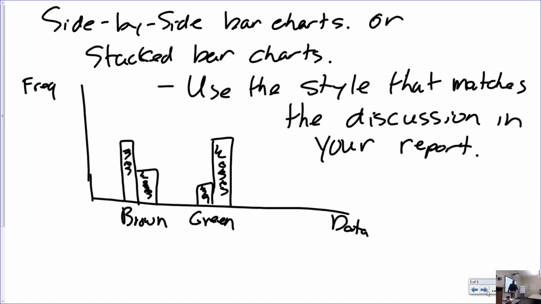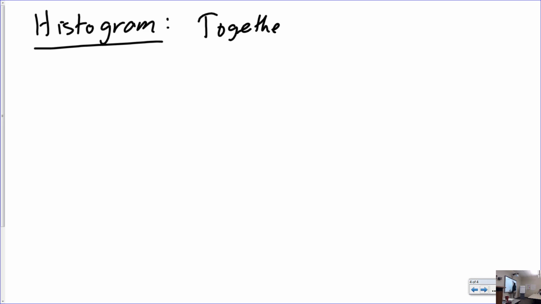Alright, so the next type of way you can display graphical information is using a histogram. Now, the cool thing about a histogram is that it's actually another bar chart, but it's called a together bar chart. So the bars are actually touching.